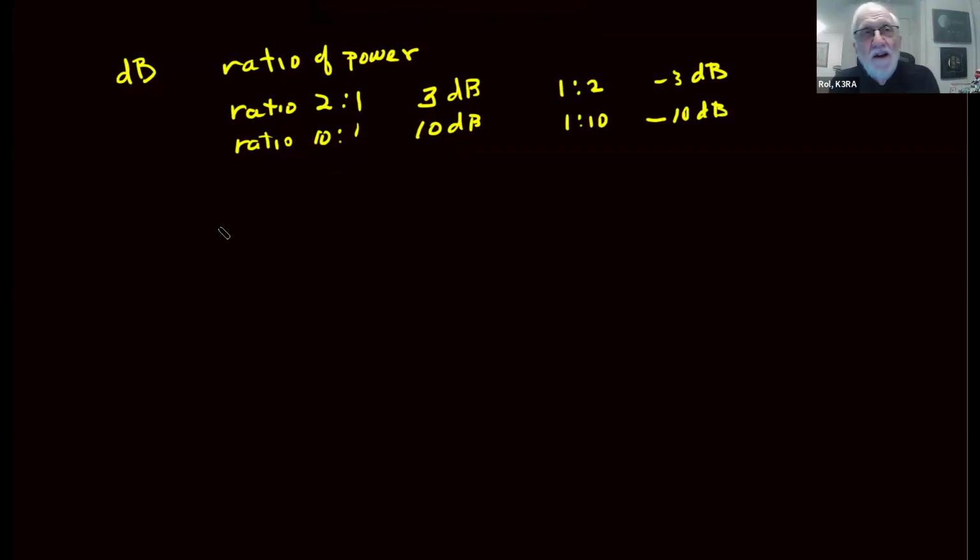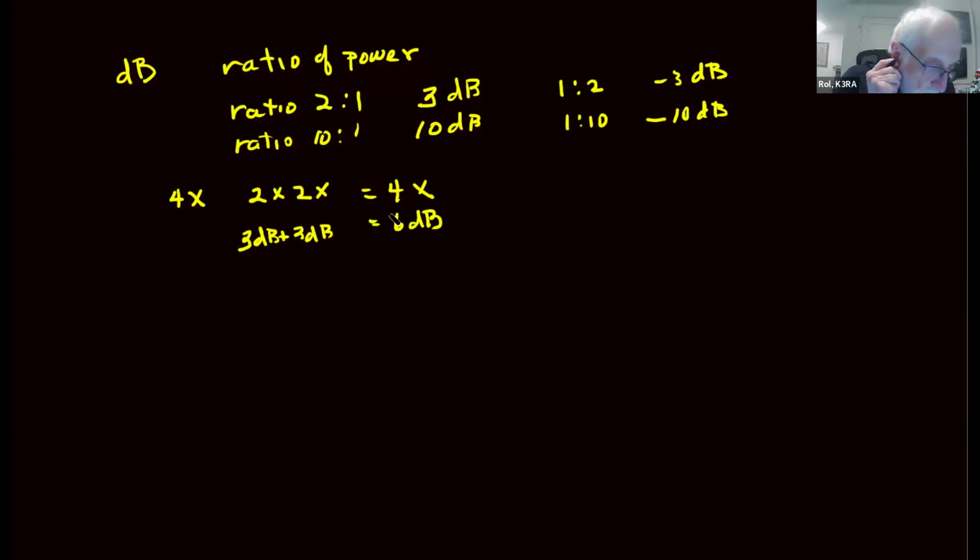And when you multiply, you add dB. So 4 times would be the same as 2 times 2 times, which is equal to 4 times, right? And since this is 3 dB and this is 3 dB, we add them, and so 6 dB is 4 times. Now, the only question you have is, how many dB is a factor of 2? And as Tom and I keep saying, 3 dB is a factor of 2. There are more problems than that.